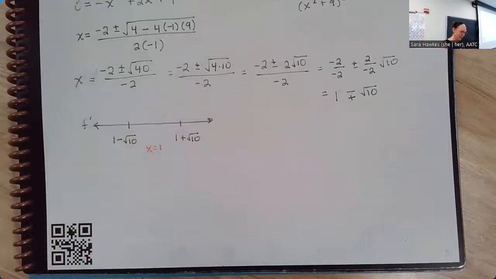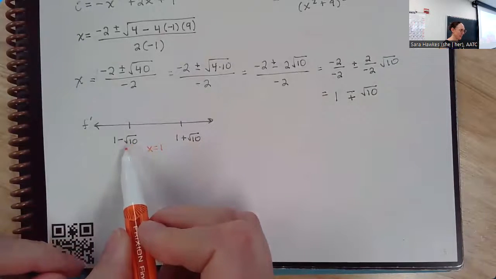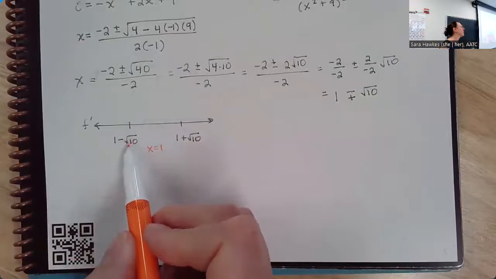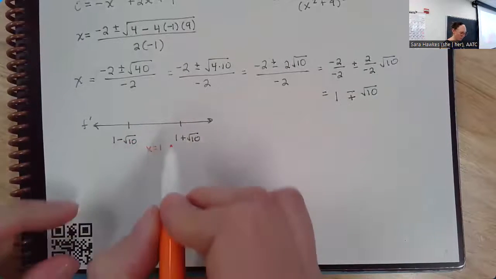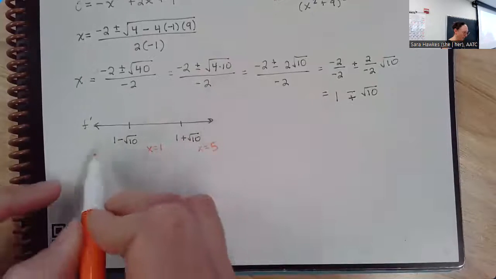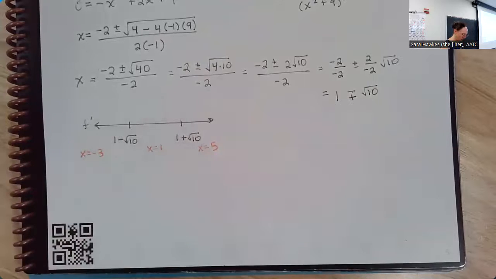And if you're not sure what to pick, just make the square root of 10 even bigger than it was. So rather than thinking about it as a 3, think about it as a 4. So 1 plus 4, I know that 5 should be out there. 1 minus 4, I know -3 should be over here in terms of picking test points.